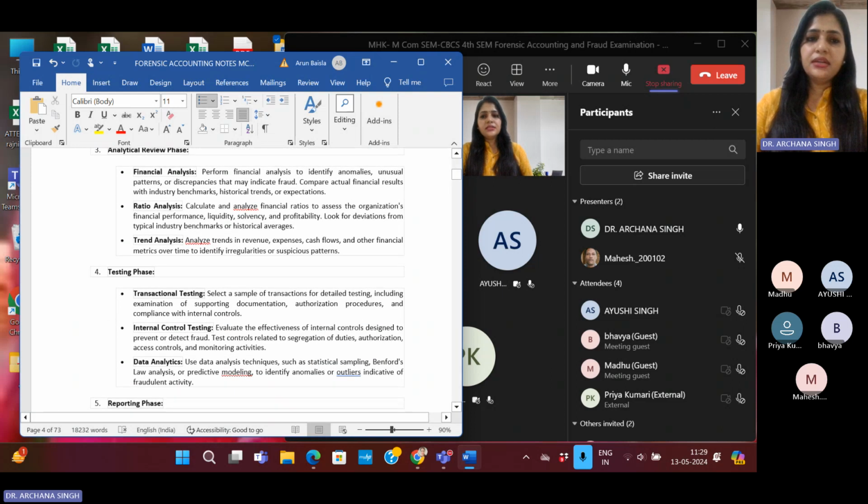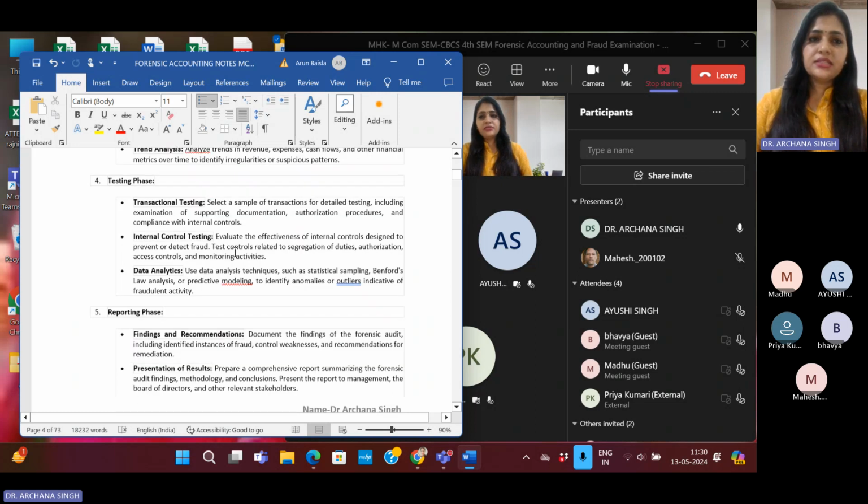Then third is trend analysis. Trend analysis means related to revenues and expenses, cash flows, inflows and outflows. They have to analyze the trend. If in analyzing the trend they identify some irregularities or suspicious patterns, then they have to do the analysis. Again, they have to compare the actual performance with the standard performance.